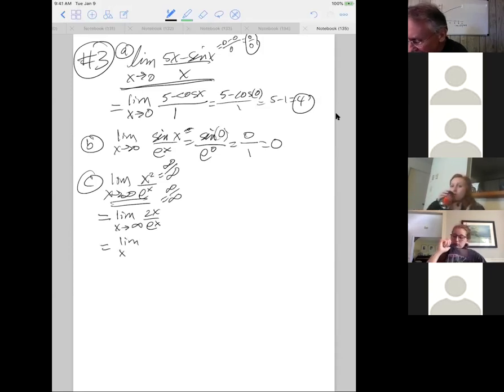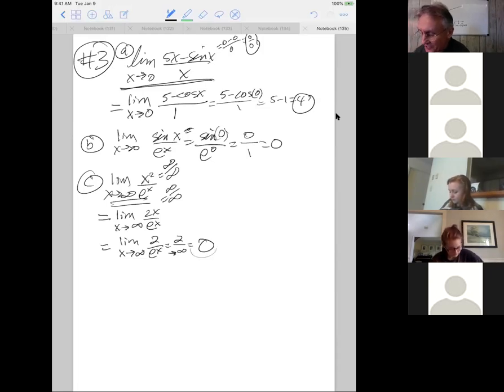This time, there were a couple of you that did it one more time after this. And when you get here, it's no longer infinity over infinity or 0 over 0. It's 2 over infinity. This thing is going to infinity, and as that goes to infinity, this thing's going to 0. So the answer is 0, but you've got to check L'Hopital's a couple different times. Use L'Hopital's a couple different times.